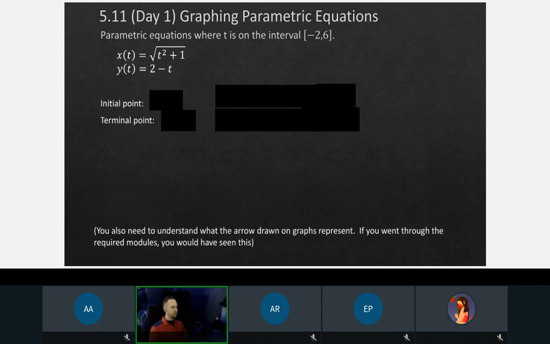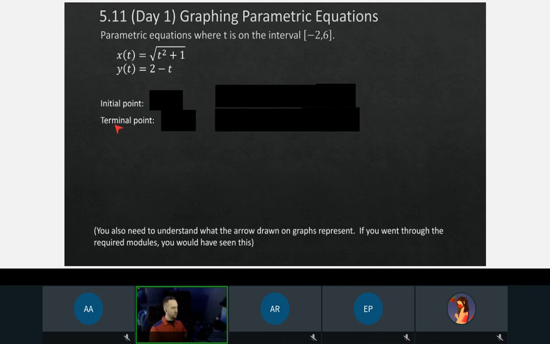We got this and one more. All right. Parametric equations, where t is on the interval -2 to 6. So this question wants you to identify your initial point and your terminal point.